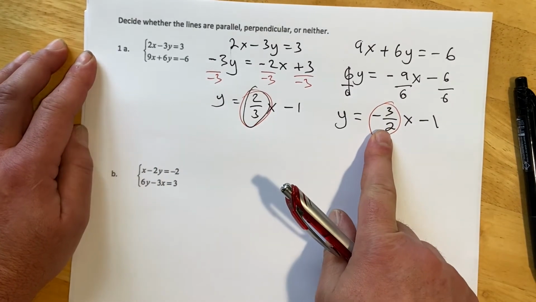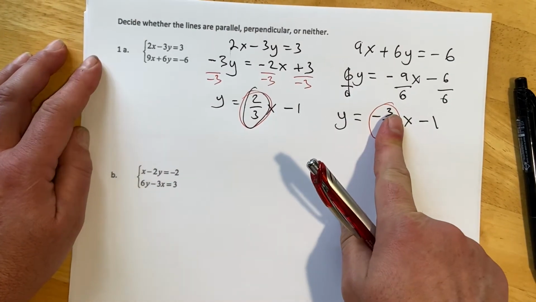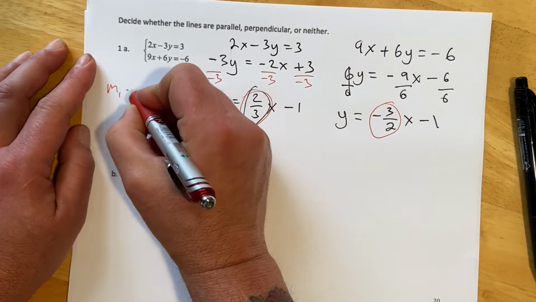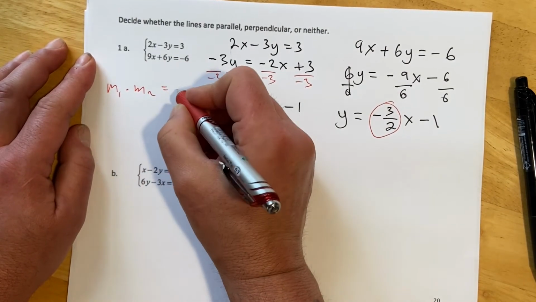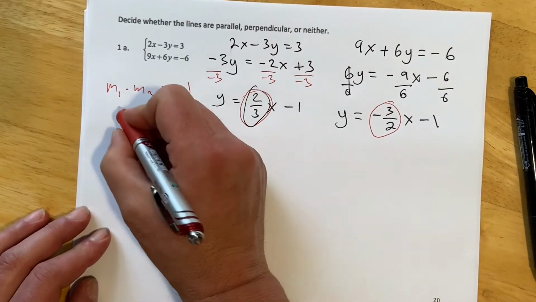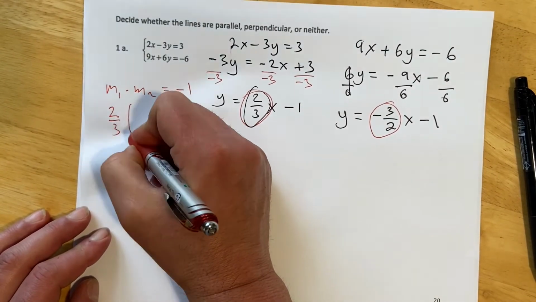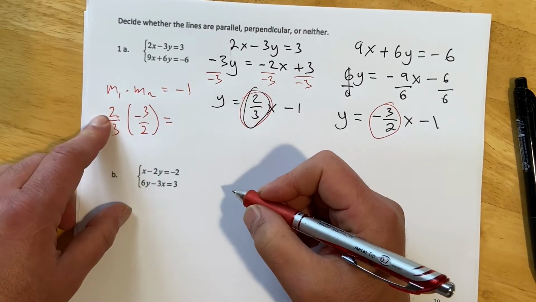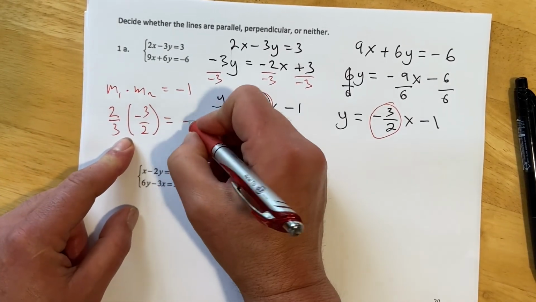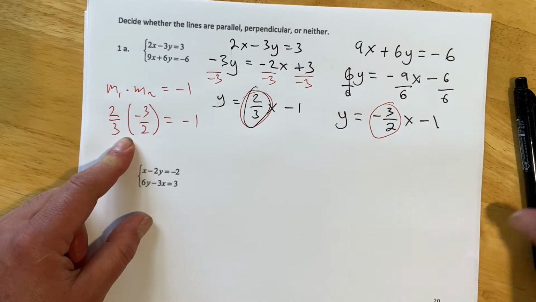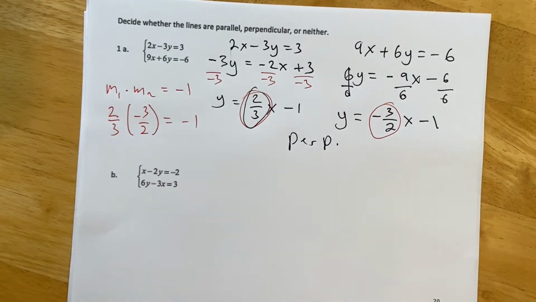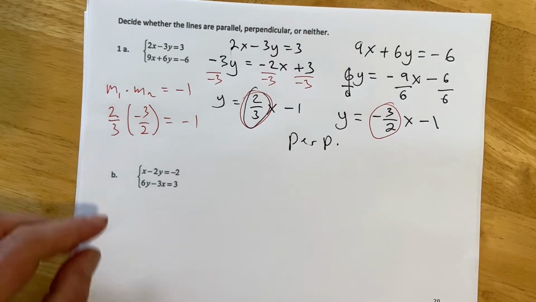The important thing is these two slopes. They're not the same value, so these are not parallel. Now, does m1 times m2 equal -1? 2/3 times -3/2 does indeed, right? Because it makes -6/6, and that is -1. So we would say these are perpendicular.